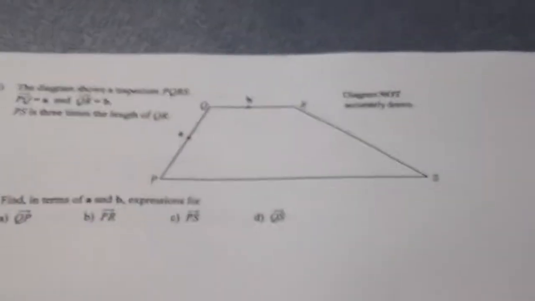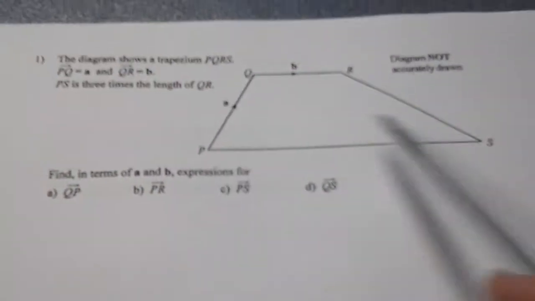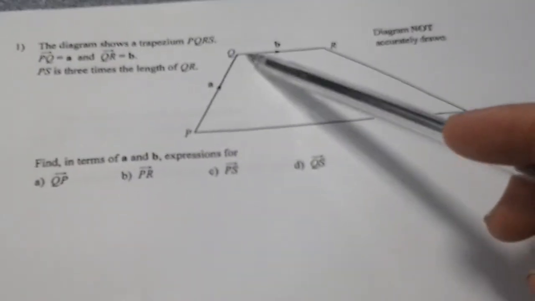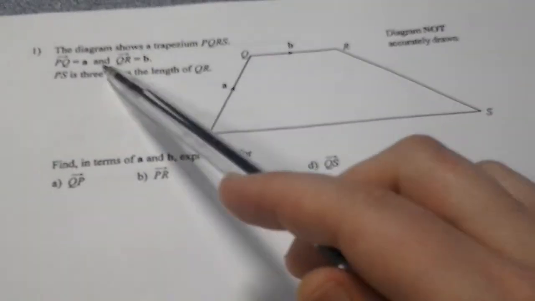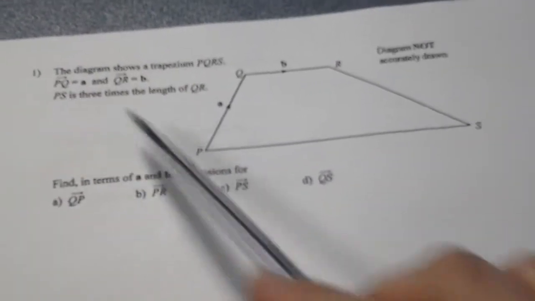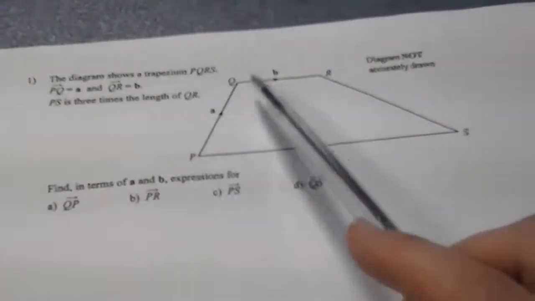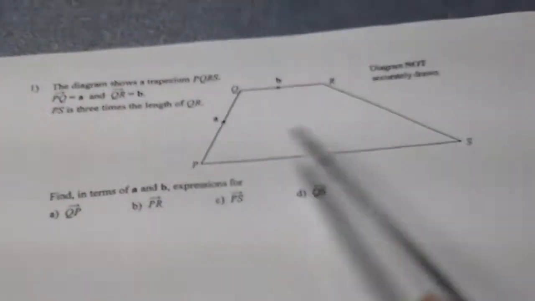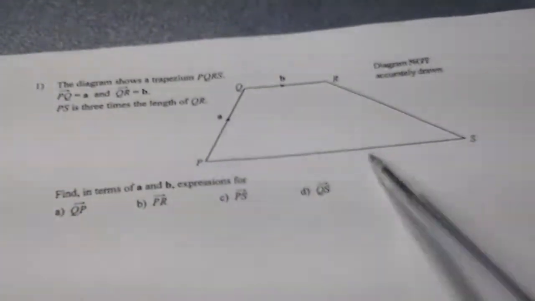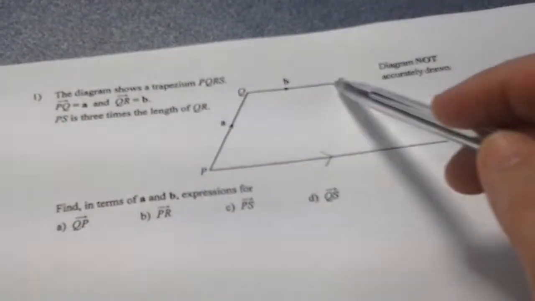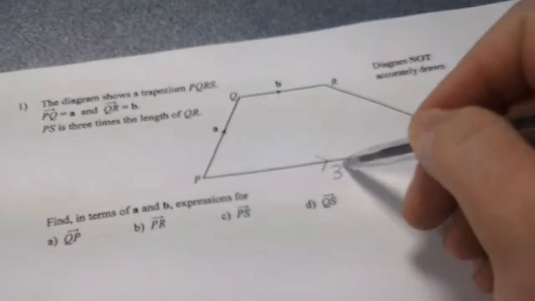Okay, question 1 is about a trapezium. We've got some information here that PQ is A, so P to Q is A, Q to R is B, PS is 3 times the length of QR. Because it's a trapezium, you know that they're parallel, so the direction is the same, and so this is equal to 3 times this, so that's 3B.